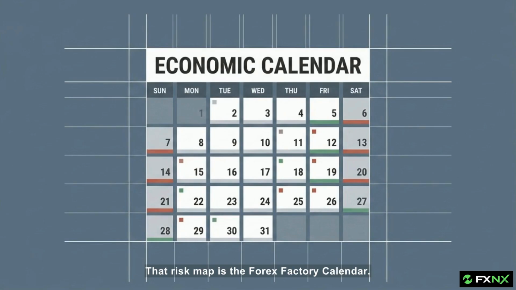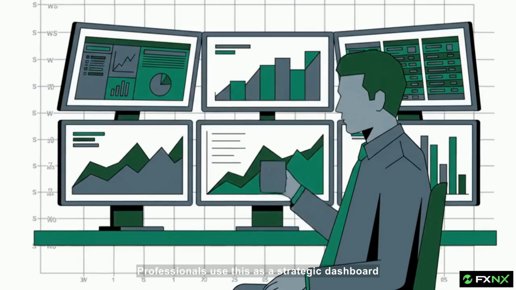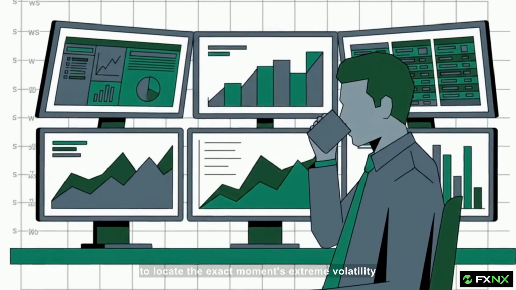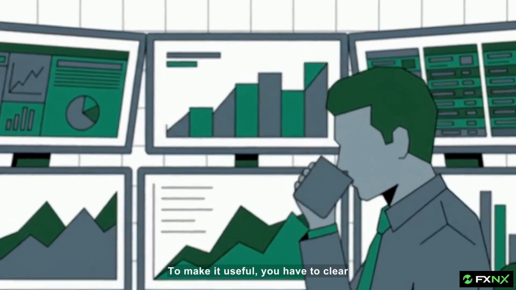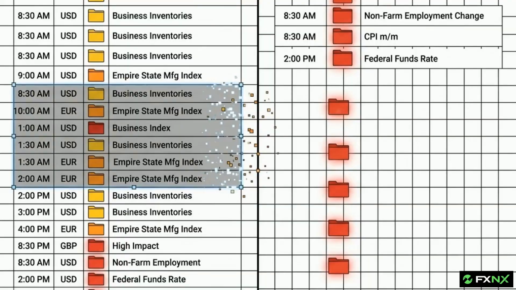That risk map is the Forex Factory calendar. Professionals use this as a strategic dashboard to locate the exact moments extreme volatility will hit the market. To make it useful, you have to clear the noise. In the interface, you filter out all the low-impact yellow and medium-impact orange folders. You only want to see the critical data points, the red folders.